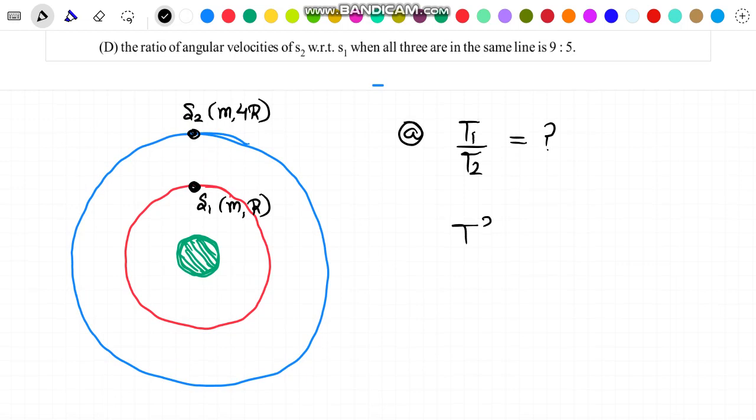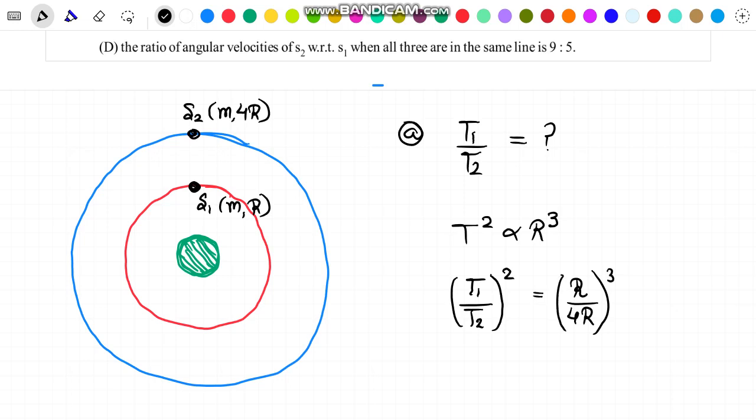We know that T square is proportional to r cube. Now we can directly write (T1 by T2) square will be equal to 1 by 4 cube. So from here we can write the value of T1 by T2 will be equal to 1 by 8. That is, option A is the correct option.